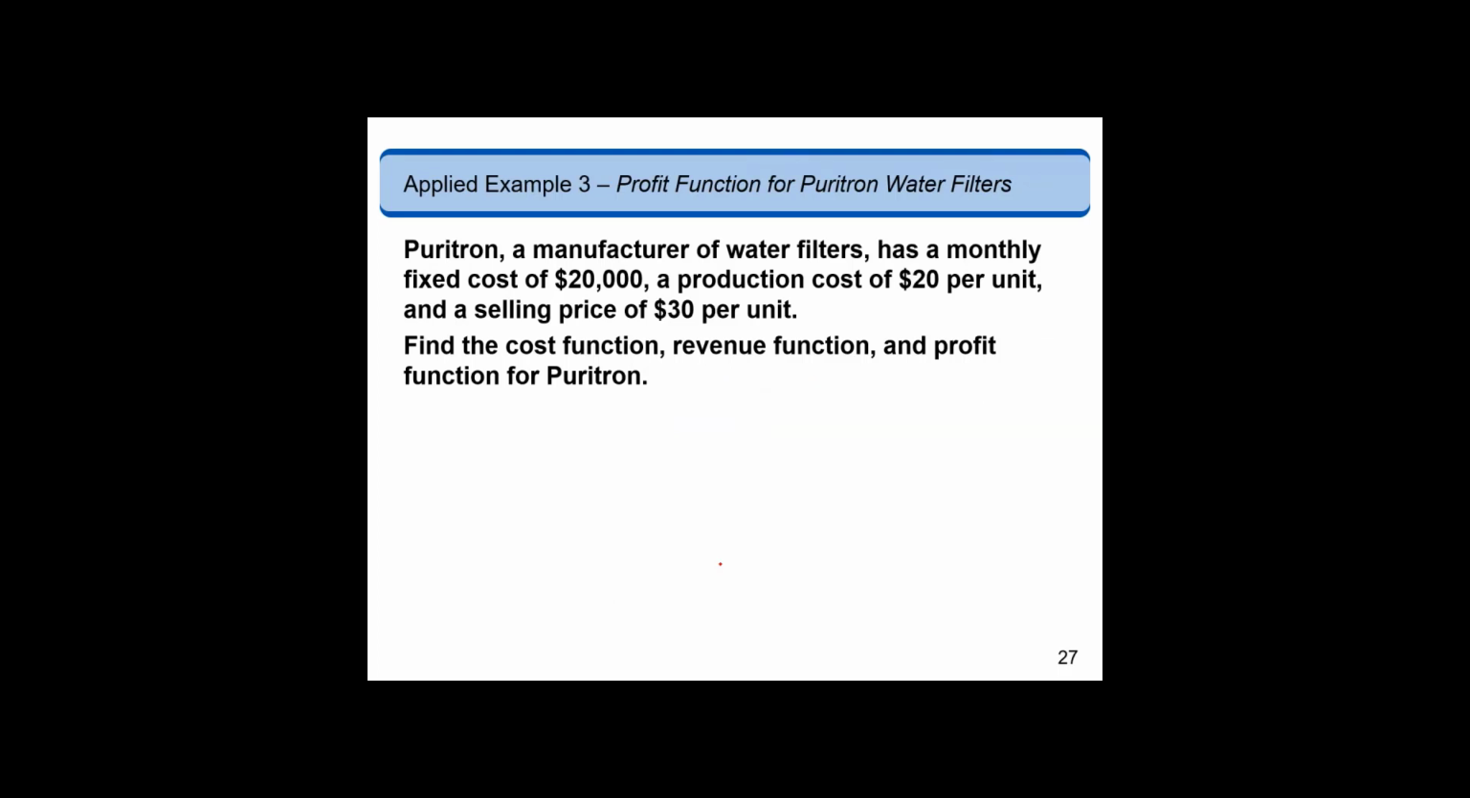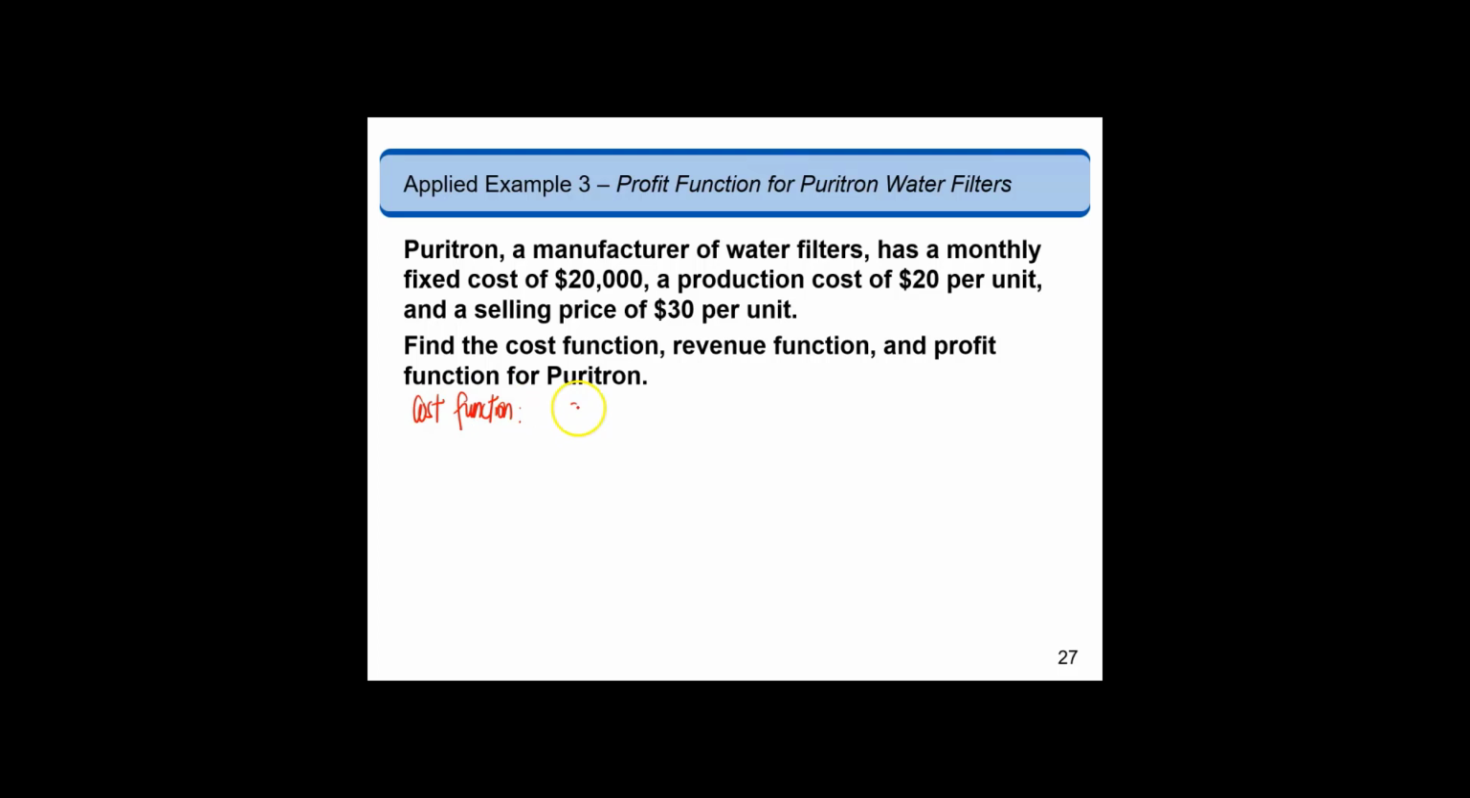Now let's take a look at a real world scenario. Let's say we have Puretron, a manufacturer of water filters. Monthly fixed cost of $20,000, a production cost of $20 per unit, selling price of $30 per unit. Find the cost function, revenue function, profit function. So cost function first.